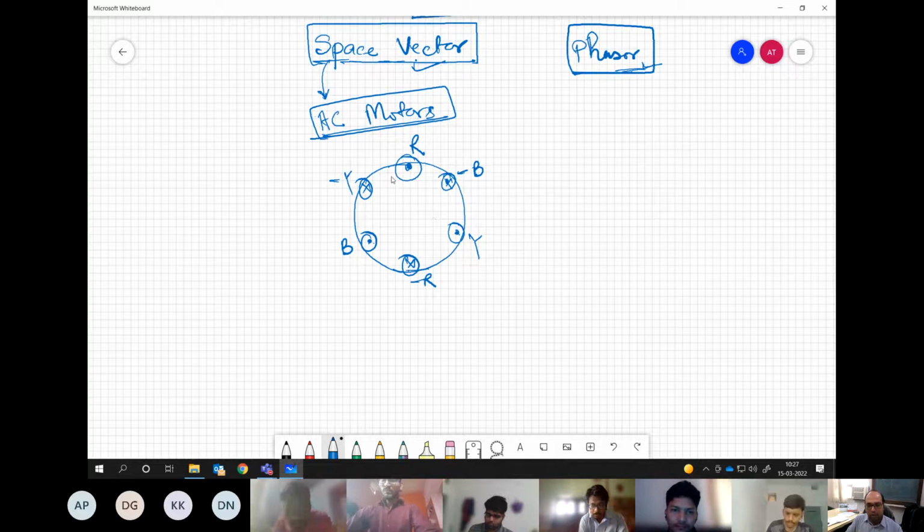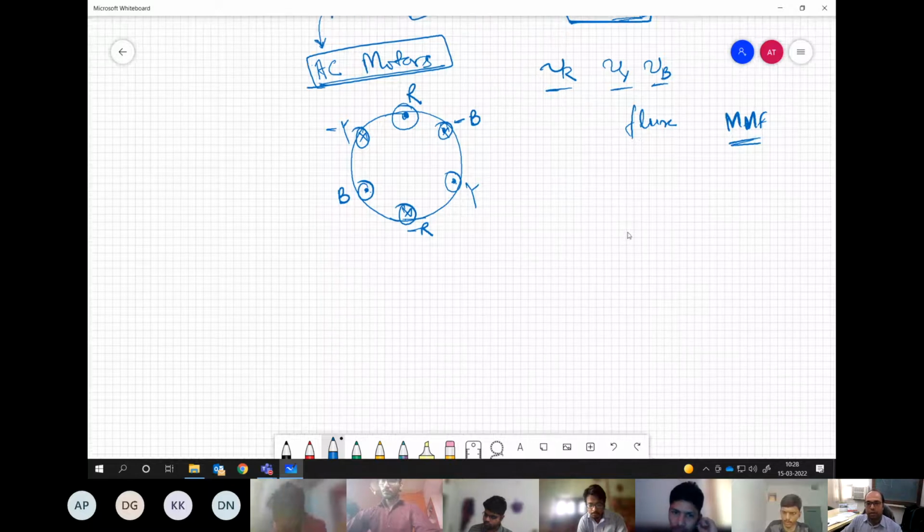we have seen that if we have distributed winding and we apply voltages which are time distributed to this system which is space distributed, we finally get the quantity called flux or MMF, which is rotating in space, the resultant quantity, right? So to visualize that, this is already done, you can revise from the previous lecture.